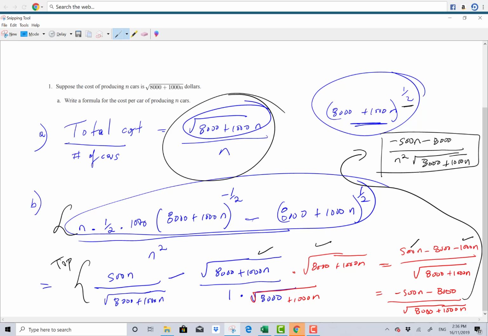So as a result, bring this up here. I'm dividing everything by n squared. So as a result, I'm going to get negative 500n minus 8,000 divided by n squared, and that's the square root of 8,000 plus 1,000n. And so that's my final answer. So that completes number 1.